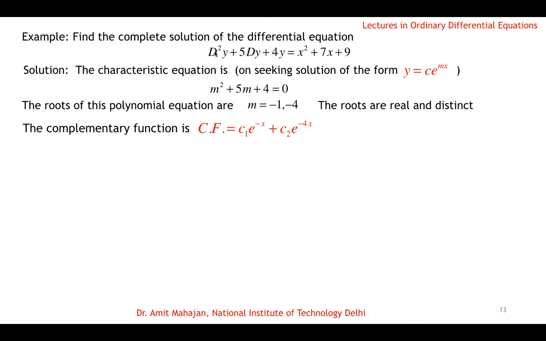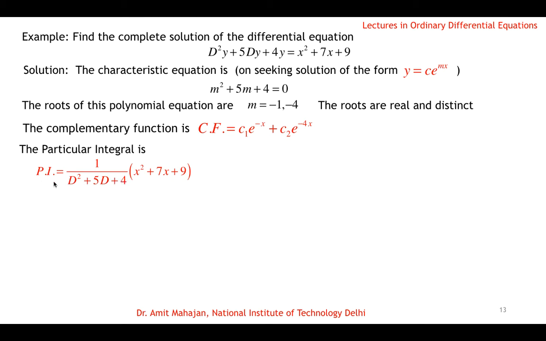And now the particular integral is 1 by the operator. The operator is D square plus 5D plus 4. So 1 over D square plus 5D plus 4 operated on this whole polynomial. Because of linearity, we could write 1 over the operator on x square plus 1 over the operator on 7x plus 1 over the operator on 9, but they are all polynomials, so there is no need to do all these things. We need to use binomial. The rule says that whatever the lowest degree term is, among second degree, first degree in D, and constant, the constant is the lowest degree term here. So take this constant outside. So take 4 common in the denominator.